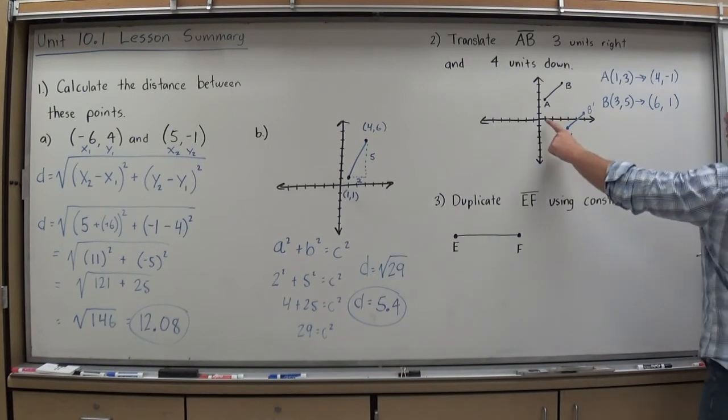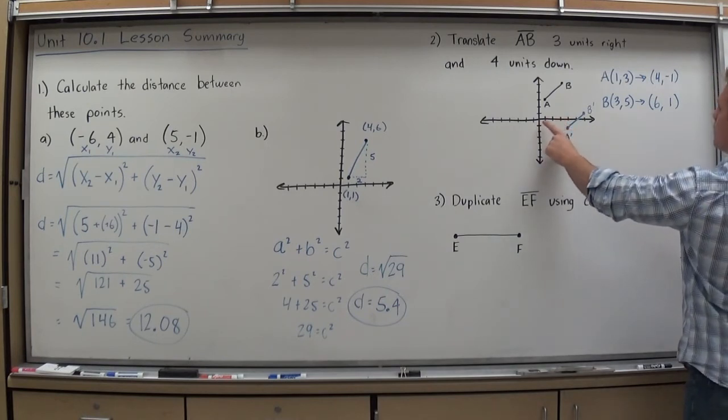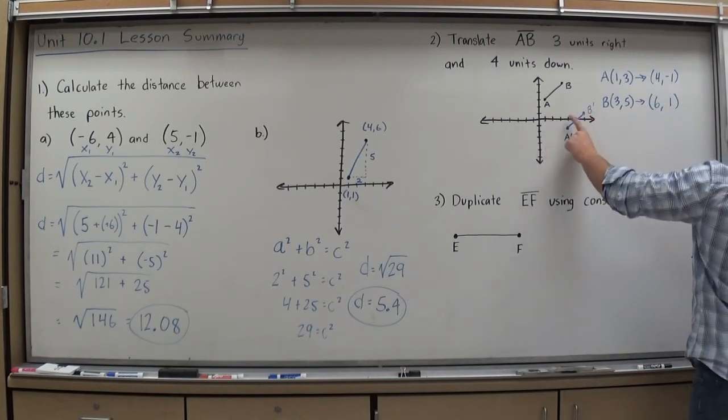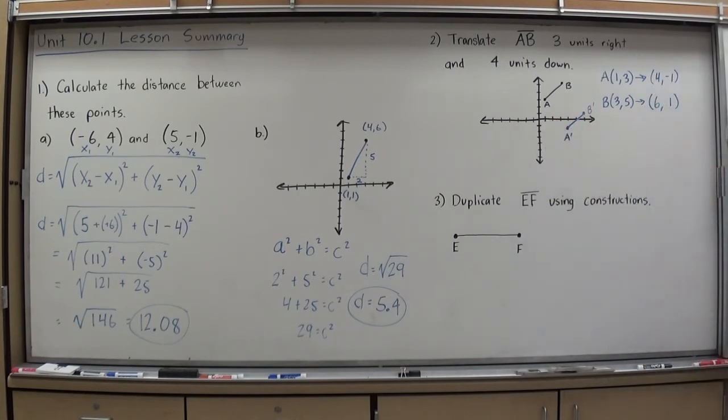And if I check my coordinates, 1, 2, 3, 4, down 1 matches A prime, and 6 and up 1 matches B prime. So you can just write the coordinates and translate the coordinates and plot it, or you can count it on the graph. It's kind of your choice there.